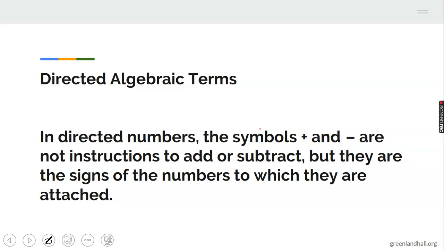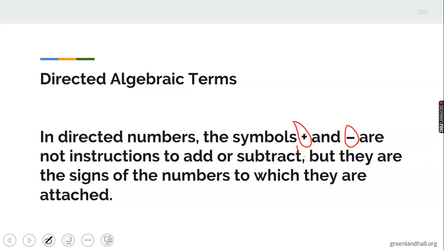Directed algebraic terms. In directed numbers, the symbols plus, call it addition sign, and subtraction sign are not instructions to add or subtract, but they are the signs of the numbers to which they are attached. In directed numbers, the symbols addition and subtraction are not instructions to add or subtract, but they are the signs of the numbers to which they are attached.